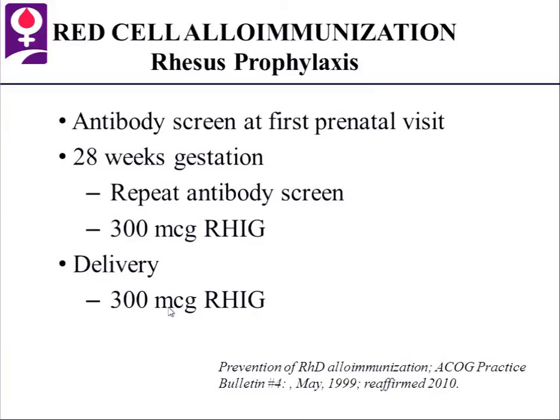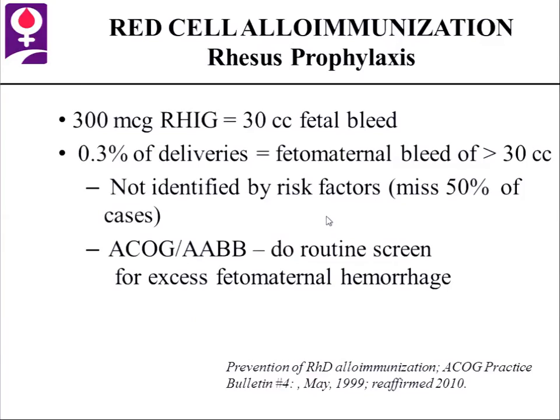Those 2 doses are about 99% effective in preventing disease. The problem with failures usually results from not giving enough at delivery. One vial will cover about a 30 cc fetal bleed, but in a small number of pregnancies, the bleed is greater than 30 cc's, and so additional vials are needed.